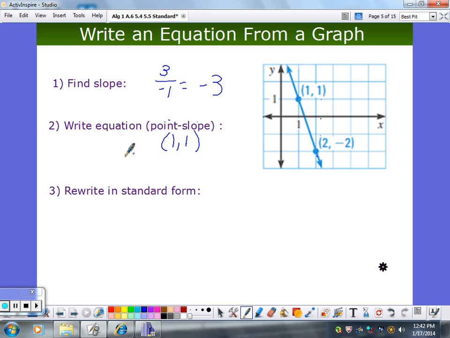One. Y minus y1 equals m times x minus x1. This one's nice because you can't fix them all, so it's a good choice if you have to pick. Y minus 1 equals negative 3 times negative 1 plus 3. Add 1 to both sides.